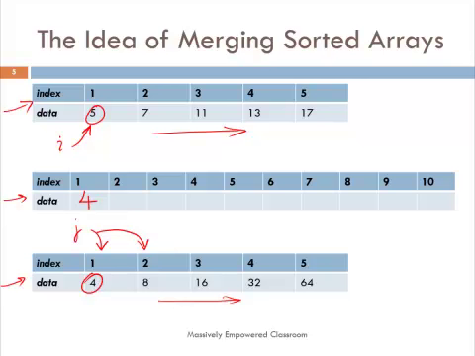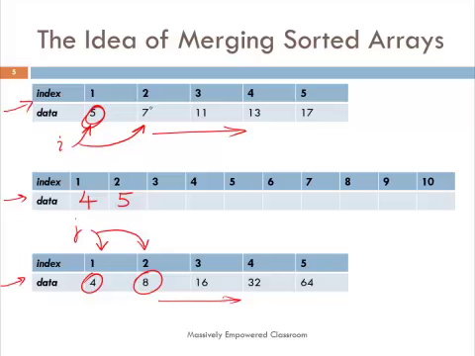Right? i is not advanced. It stays there because that element was not copied. Now I compare this new element with the element pointed to by i. So i and j are now pointing to 5 and 8. I compare these two. In this case, 5 happens to be smaller. So I will write 5 here and I will advance i to the new position.